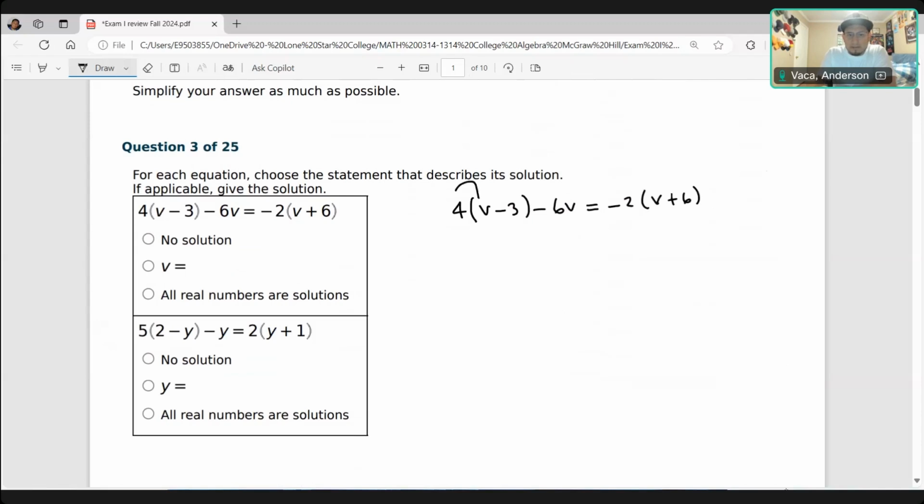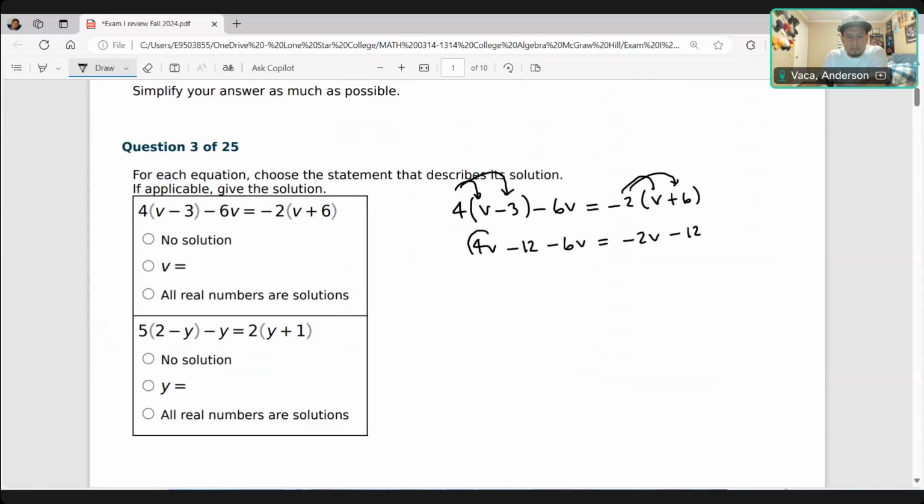One thing that I'm noticing here is the distribution. Notice how this 4 distributes over what's inside of this parentheses, while negative 2 distributes over what's inside of this parentheses. And when I say the word distributes, I am very much implying multiplication. So we get 4v minus 12 minus 6v is equal to negative 2v minus 12. Again, I'm multiplying, okay?